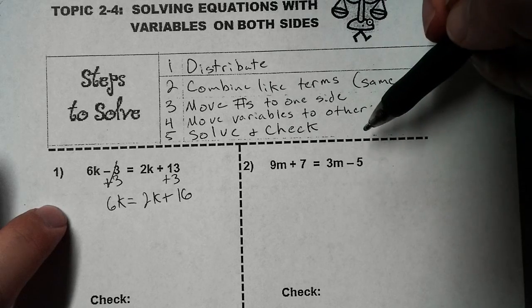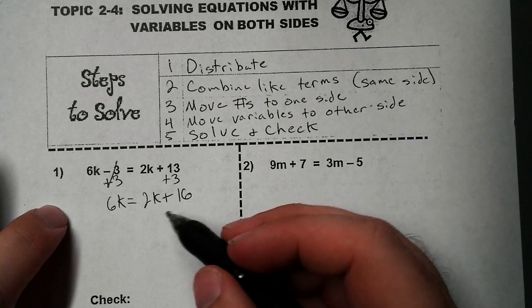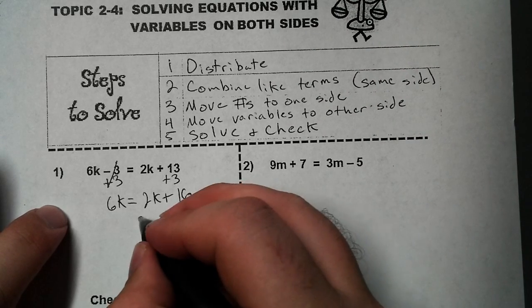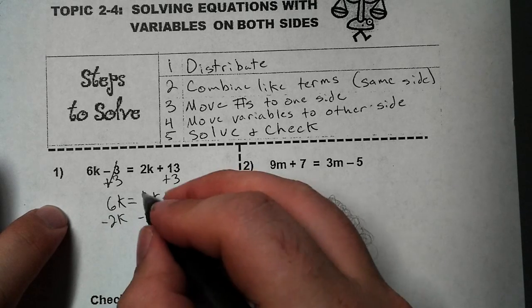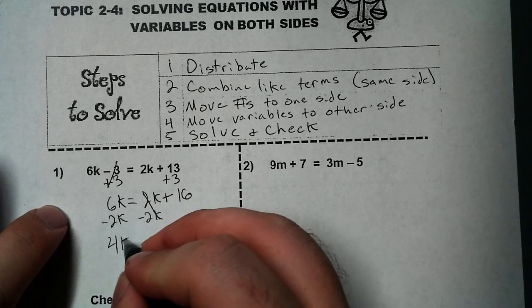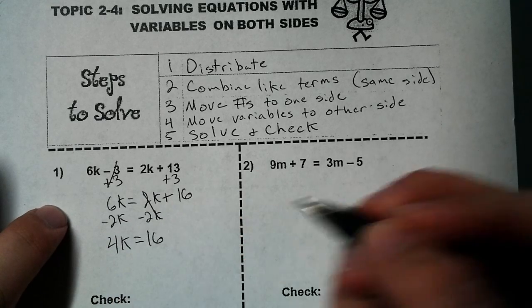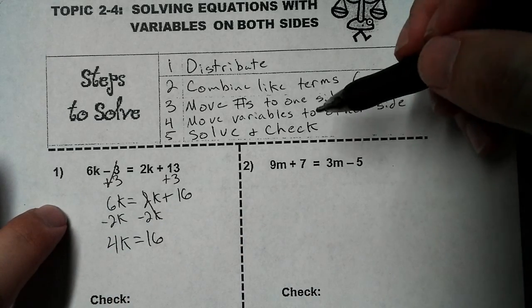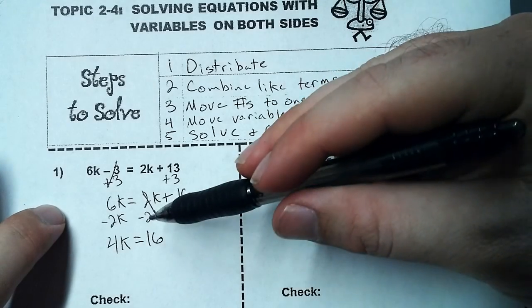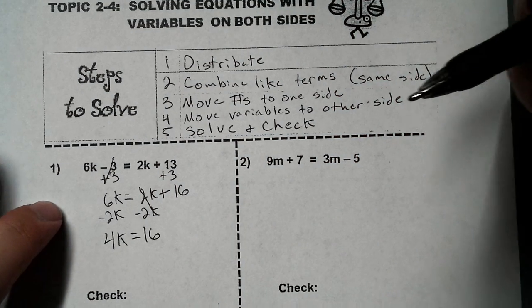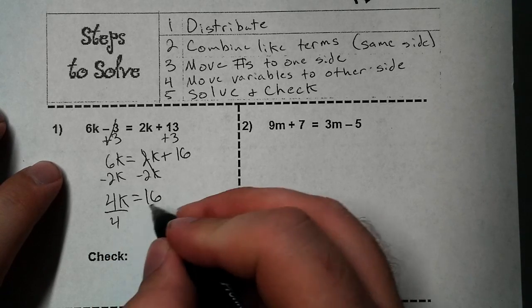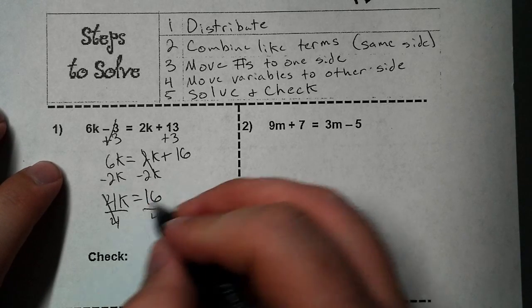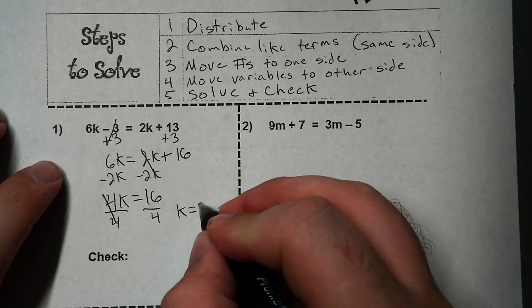Now, I need my variables on the other side. So I've got to move this 2k to the left. They cancel here, and I'll get 4k equals 16. Last step, let's solve it and check. Well, 4 times k equals 16, so I cancel out multiply by 4 by dividing by 4. And then I get k is equal to 4.